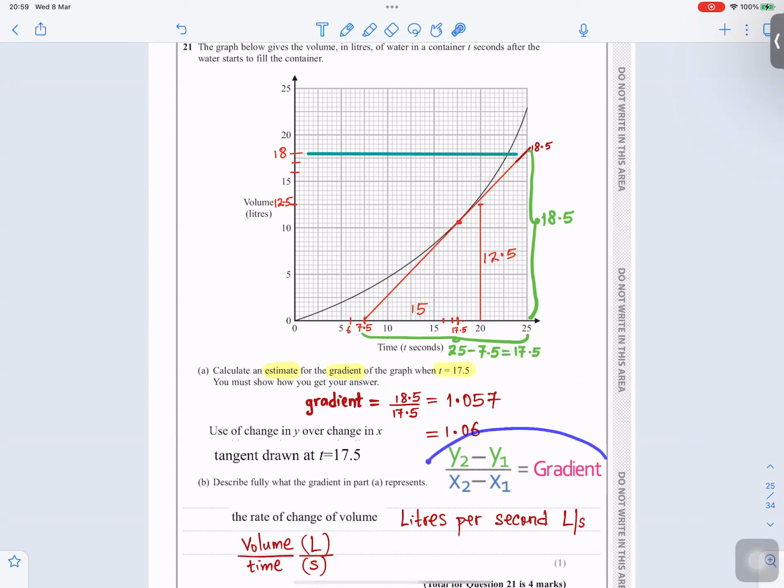And this is the formula for gradient I've put there if you were to get numbers. Y2 minus Y1 over X2 minus X1. And we use M as the symbol for gradient.